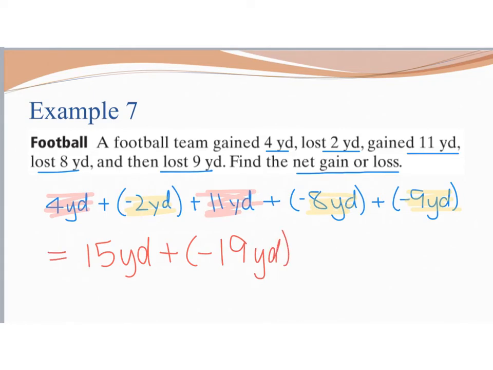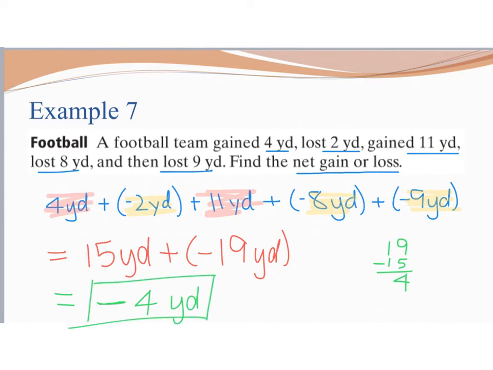So now I have 15 yards plus a negative 19 yards. Again, I have two different signs. I have a positive number and a negative number. Now the 19 is the bigger number of the two, and that does have a negative. So I know that my final answer is going to have a negative or a loss. And then I'm going to take my 19 and subtract 15 from it, and I see that I get a difference of 4. So we are going to have a 4-yard loss in this game.